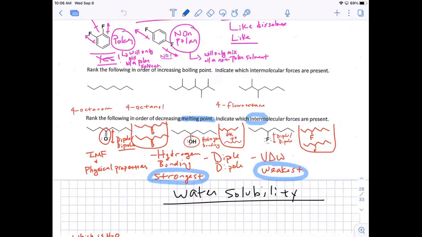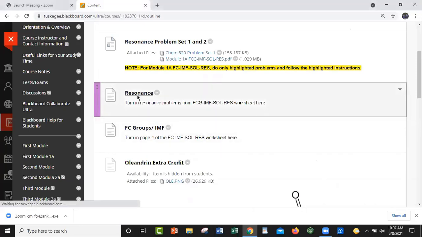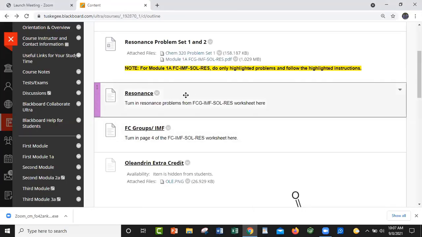Can you hold up? My bad. Let me share the screen again. Can you see my web browser now? Yes, we can see it now. So the submission link is going to be right here where it says resonance. And since we are in 1A and kind of finishing up, you can put everything in this one.